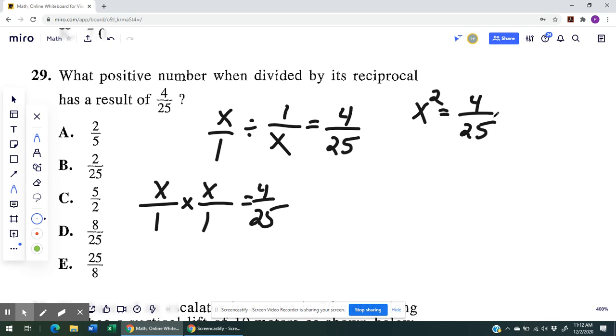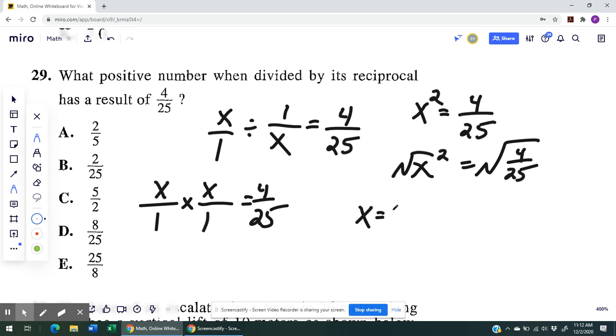And this is approximately the workspace, if somebody did not use extra paper, that you would have on the test. How do we get rid of this exponent of 2? Well, the inverse of that is to take the square root. And the square root of x squared is simply x.